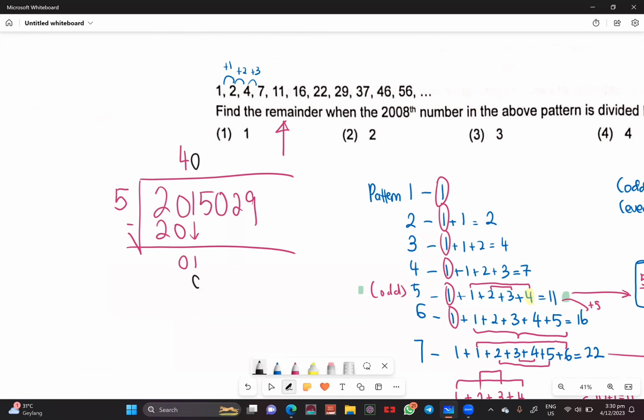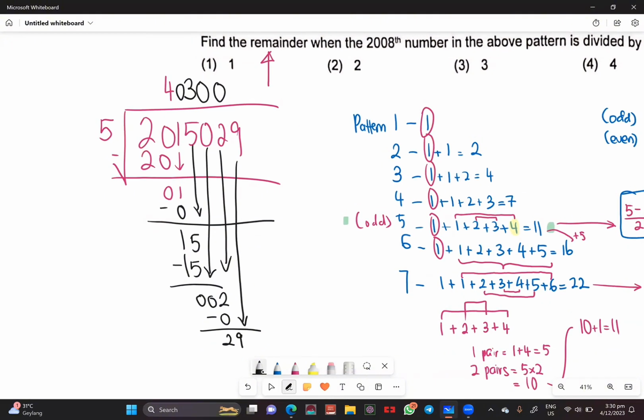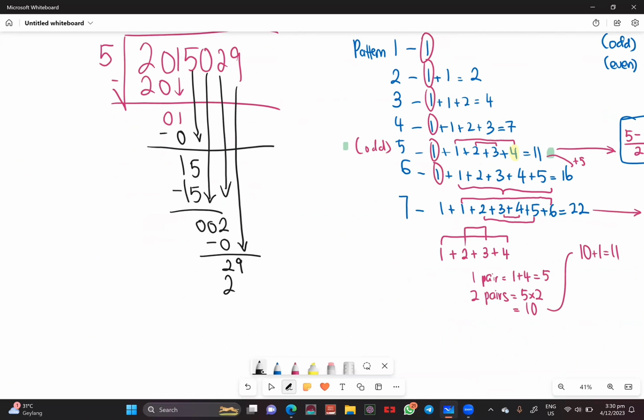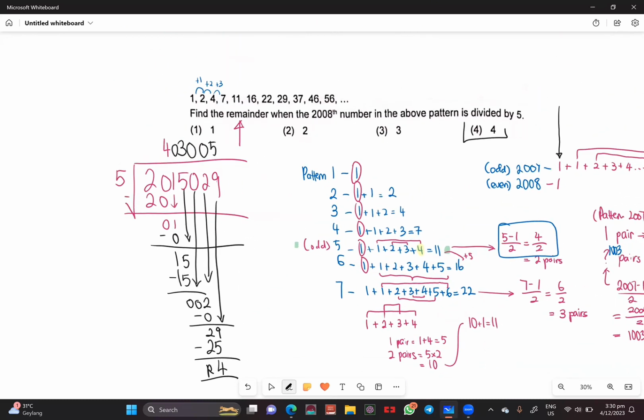and then put a 0 over there, put a 0 again, bring down the 5, you put a 3 over here, you get to 15, 0, bring down the 0, there's nothing, put a 0 again, bring down the 2, there's nothing again, put a 0, minus 0, make it 2, bring down the 9, 5 times what gives me 29? The closest is of course 5, 5 times 5 is 25, so you get a remainder of 4. So you can just put R4 over here. Now the question says find the remainder, so therefore your answer has to be option number 4.